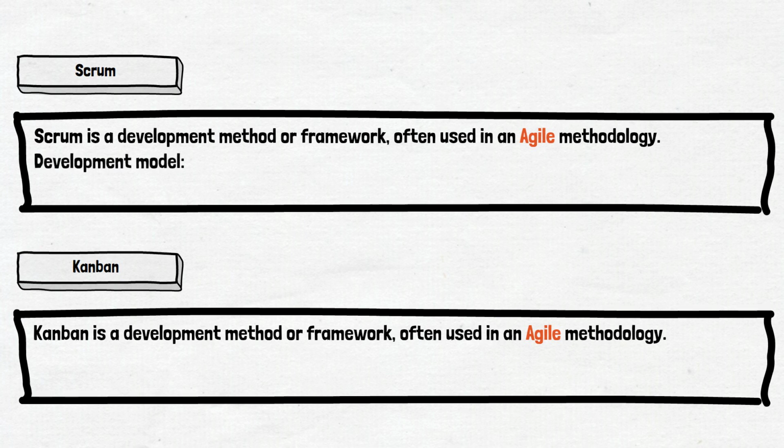The next common feature is the development model. Both methodologies are incremental. An important difference is that Scrum is iterative development, while for Kanban, iterative development is optional and mostly ignored.